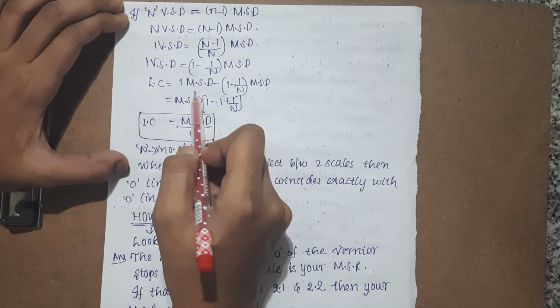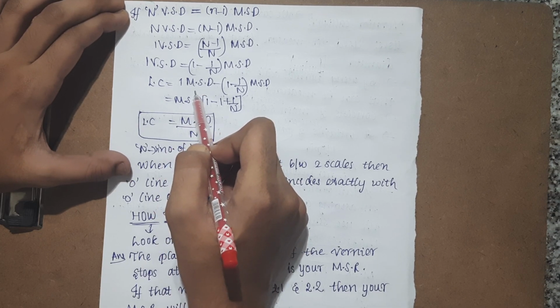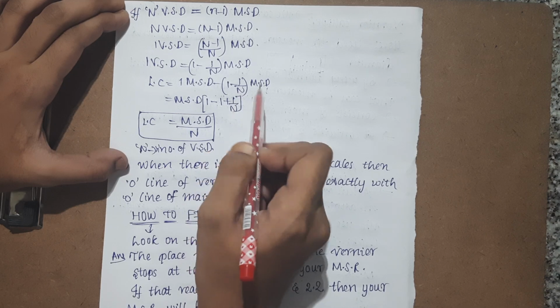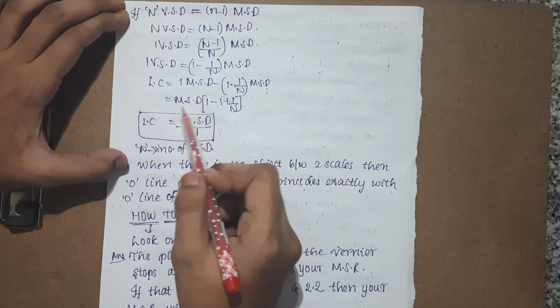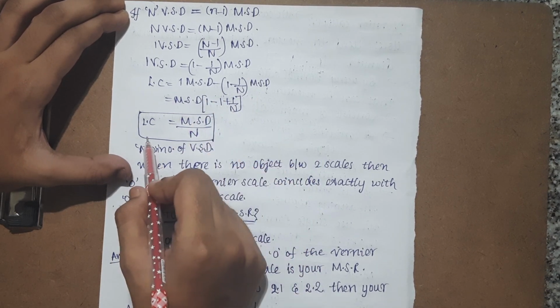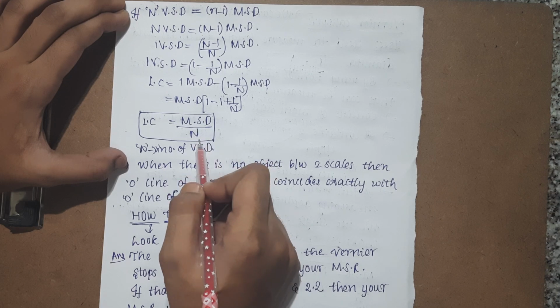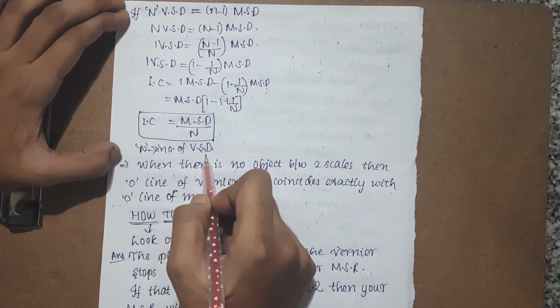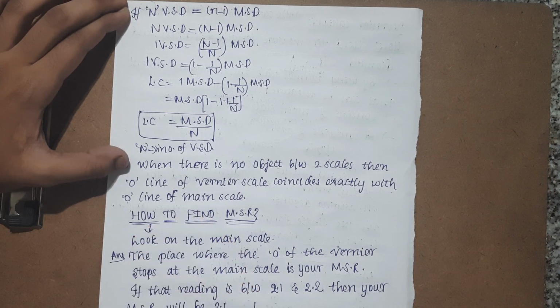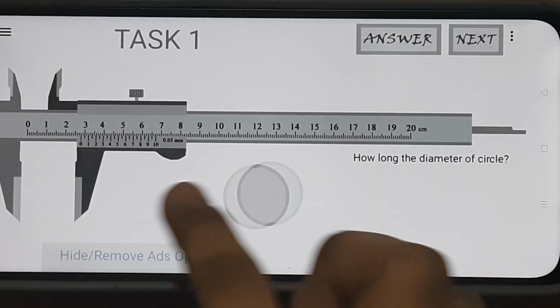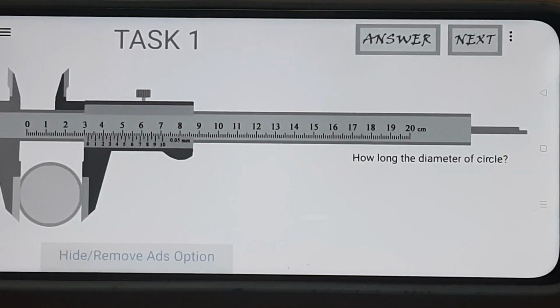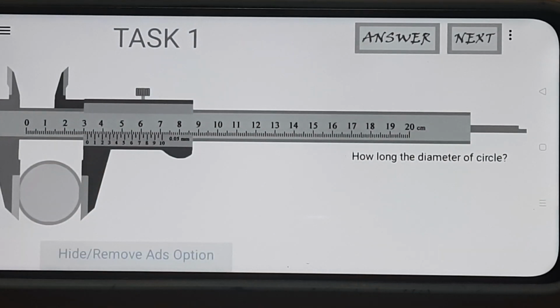We know that least count is equal to 1 main scale division minus 1 Vernier scale division. So on substituting this here, and by taking main scale division as common, we get least count is equal to main scale division by capital N. Here capital N refers to the number of Vernier scale divisions. By placing any object between these two jaws, we can measure the diameter, length or anything.